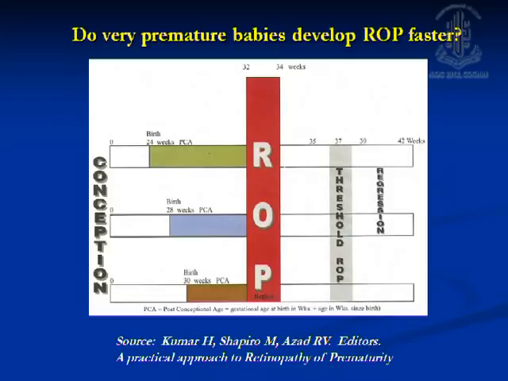This chart will help you explain the basis of some of these guidelines. In ROP screening, 3 important areas are there. ROP usually tends to develop at 30 to 34 weeks, reaches threshold ROP around 37 weeks, and then regresses around 40 to 42 weeks.